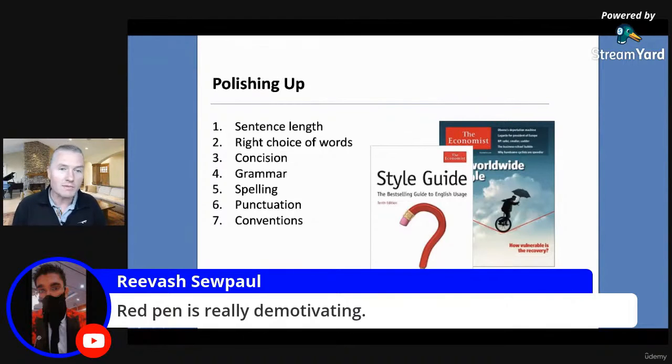So as we've spoken about sentence length, the choice of words, are you concise in your writing? Is your grammar clear? Your spelling correct? Your punctuation? And then convention. So the 7th point there, you are going to have different conventions for different faculties. So just be aware of those.